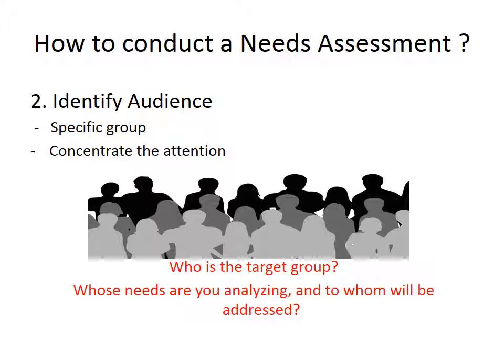The second step is choosing the audience. You need to specify what kind of group you are going to work with. This is important because it directs your attention to a specific group. In that way, you do not need to waste your time with information that does not impact your target. Questions that you should ask are, who is the target audience? Whose needs are you measuring? And to whom will you give the required information?